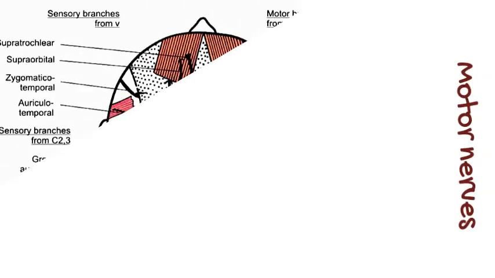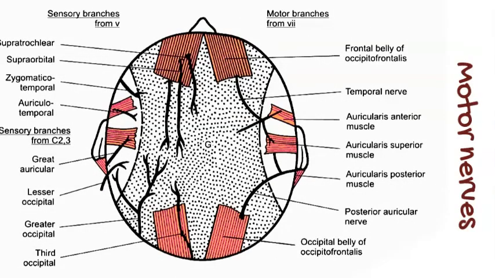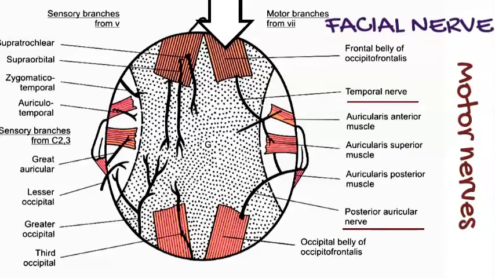Motor supply of the scalp. The nerve in front of the ear is the temporal branch of the facial nerve. It supplies the frontal belly of the occipitofrontalis muscle. The nerve behind the ear is the posterior auricular branch of the facial nerve. It supplies the occipital belly of the occipitofrontalis muscle.